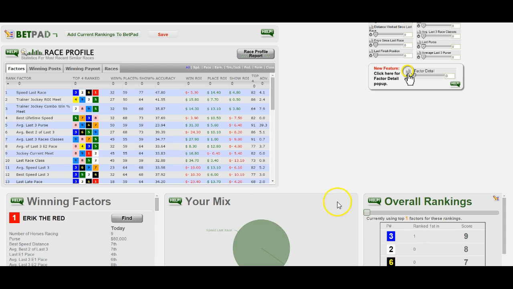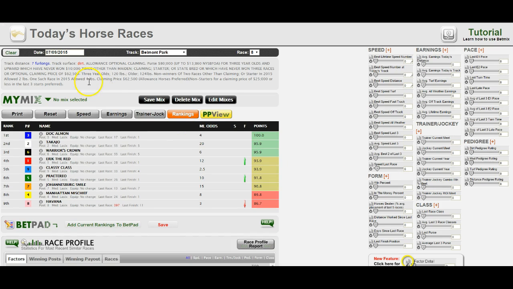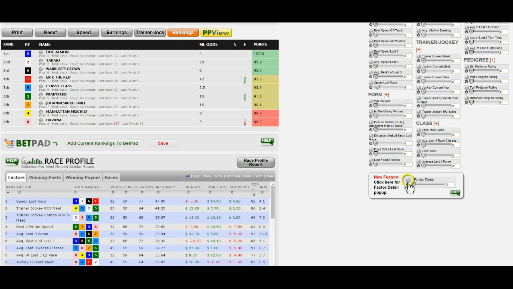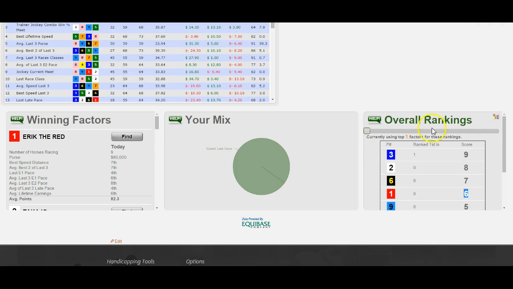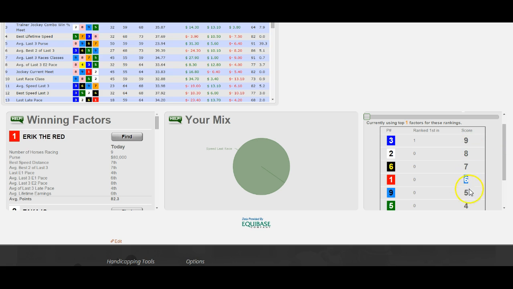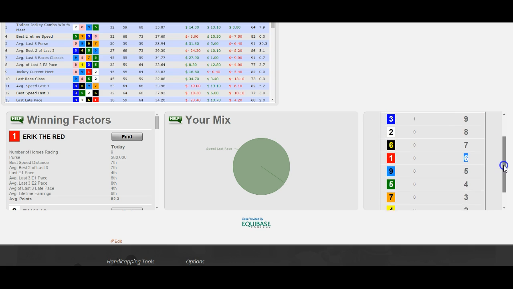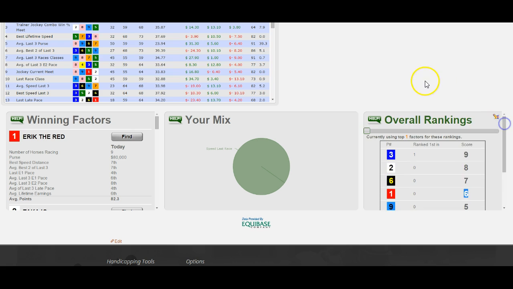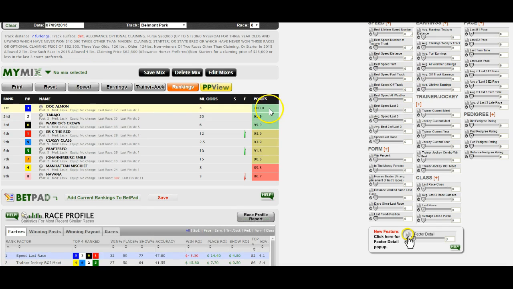Now, what is the difference between overall rankings and using the factor rankings? When you're looking at the overall rankings, again, you're using this scoring method of 9, 8, 7, 6, 5, 4, 3, 2, 1. So it's really not telling you how great the difference is between 1 and 2. It's just a numerical system. If we look at that same factor up here, we see how closely ranked they actually are.